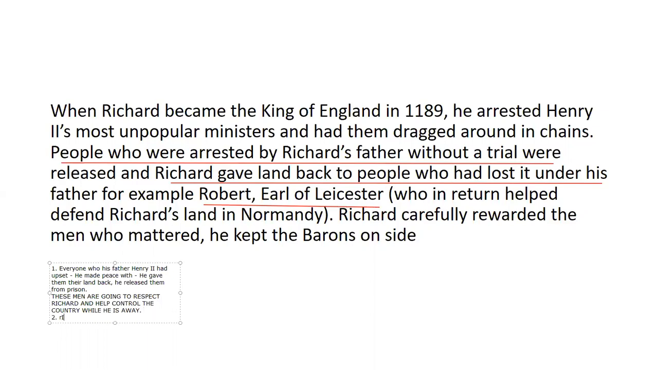The second thing Richard did, Richard kept the barons on his side, making sure they would not rebel against him while he was away. He gave them enough responsibility to be able to go away and let them control aspects of the country. For example, Robert, Earl of Leicester. Richard knew that he couldn't reward everyone. He only rewarded the people who mattered. He rewarded the people who he should keep on side that would help him develop the country while he was away.